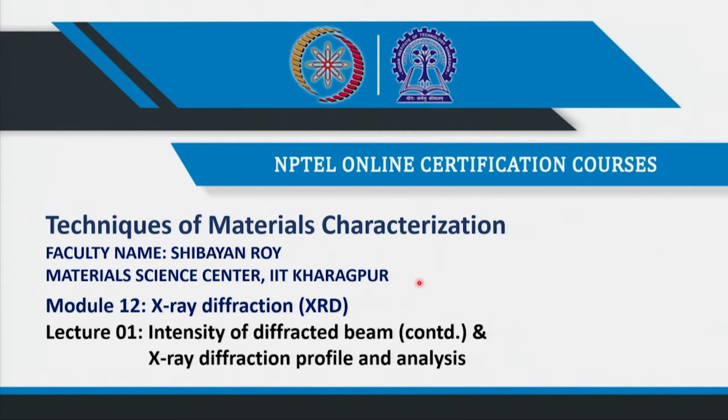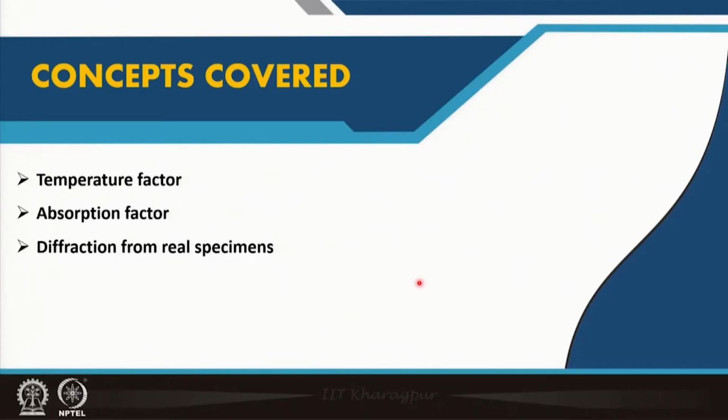From the last module we were discussing the intensity of the diffracted beam, and we discussed the structure factor and various other factors. We discussed the multiplicity factor, and we started discussing the temperature factor. We will continue with the temperature factor now, and we will discuss another factor called the absorption factor. After finishing these two, we will try to address this question of diffraction from a real specimen.